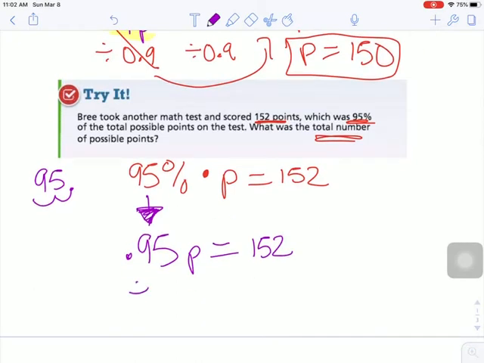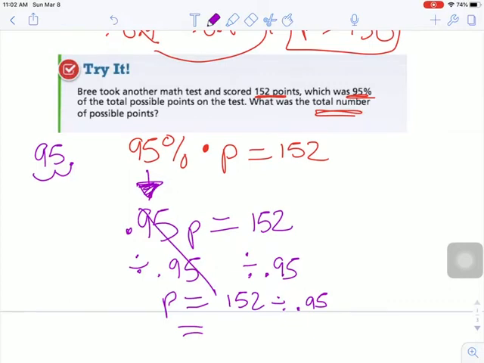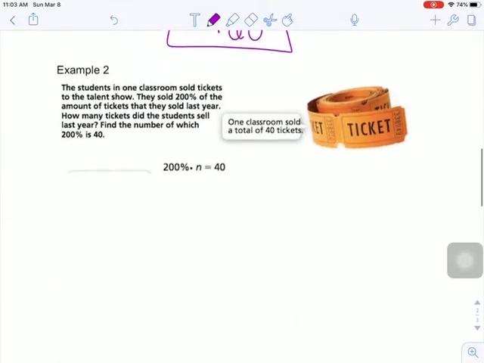To undo multiplication, we want to divide. So we're going to divide by 0.95 to both sides. These cancel out. So you have P is equal to 152 divided by 0.95. And when you calculate this out, you should get 160. So 160 points were the total number of possible points she could have gotten on that test. All right, let's try another one.